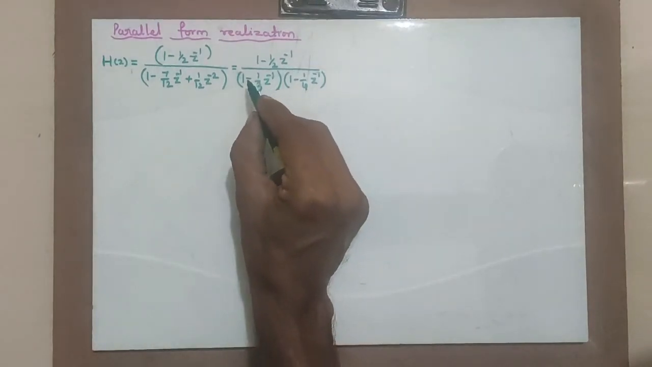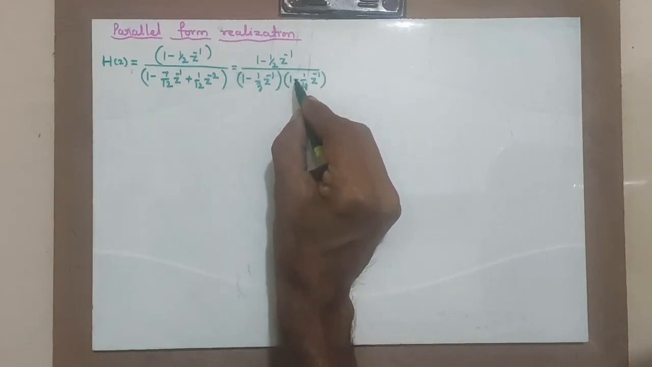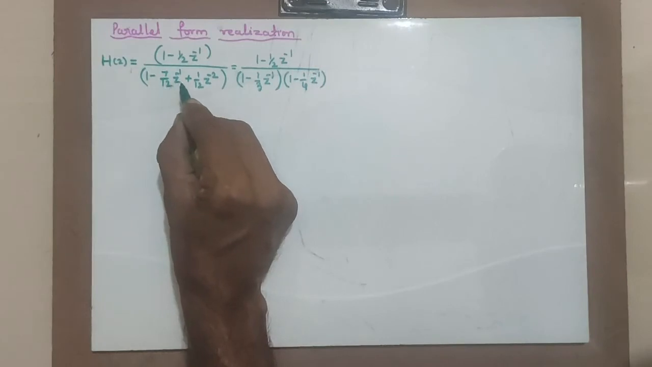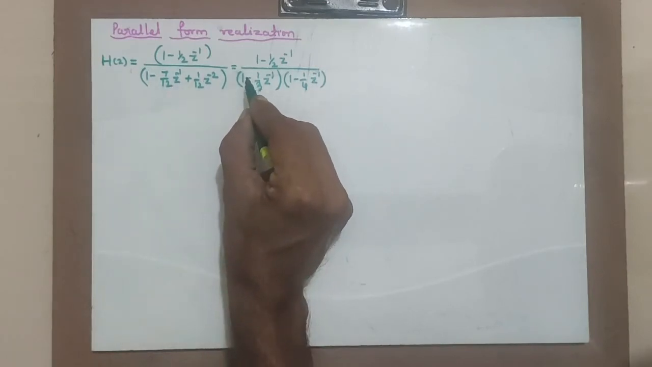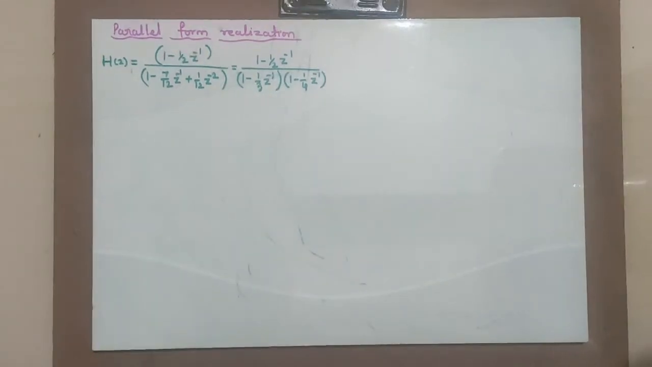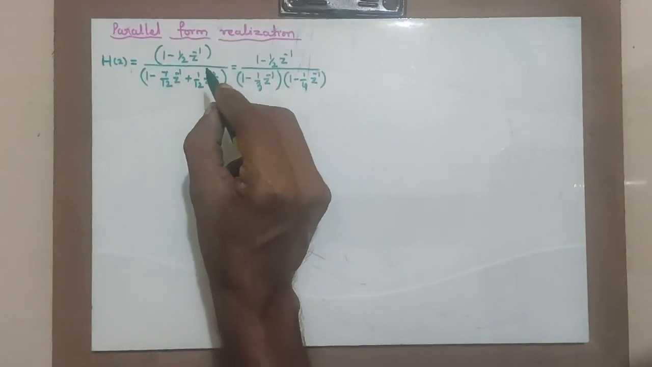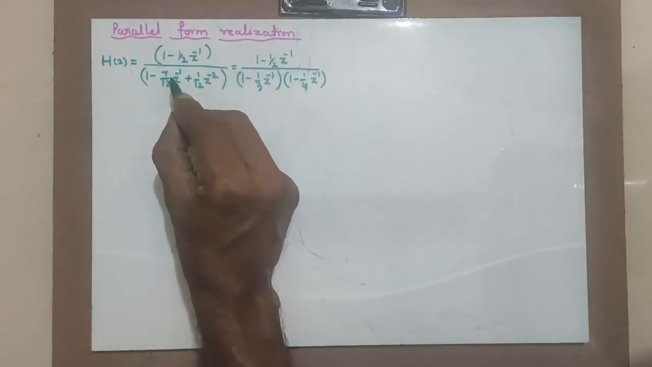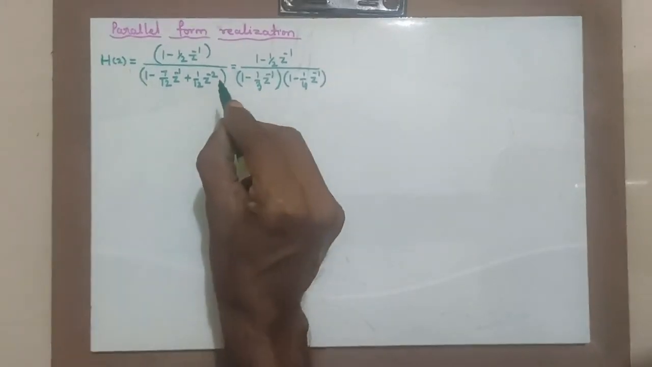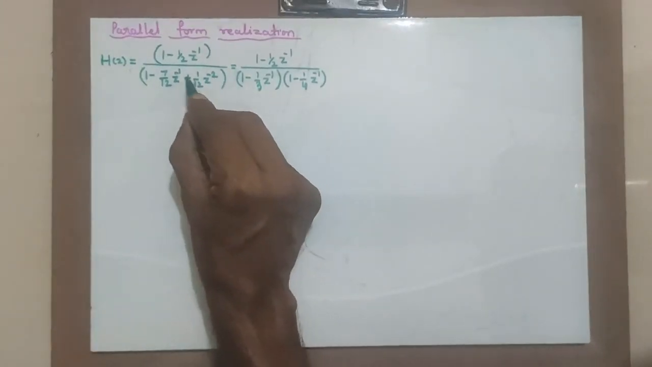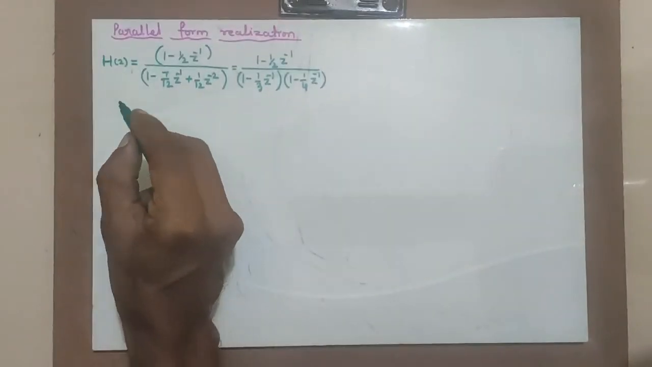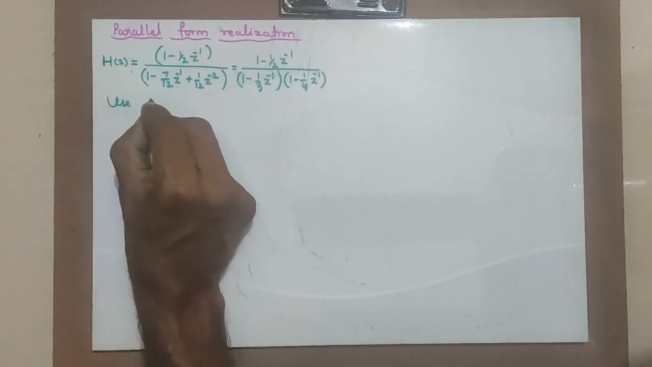It is factorized into 1 minus 1 by 3 z raised to minus 1, and 1 minus 1 by 4 z raised to minus 1. Because this denominator polynomial, which is second order, I have factorized into two first order equations. If you have doubts in factorizing the given second order or third order equation, please refer to another video I will be uploading. For the time being, you can take that this is the factorized form of the second order denominator polynomial. Now use partial fraction expansion.